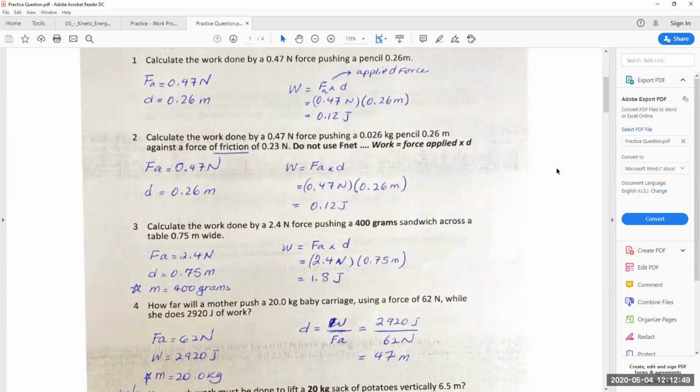But in work calculations, we barely use the net force. Okay, I hope that's clear. That's the only tricky thing in work problems, that we always have to focus on the applied force. So the formula uses the applied force, and the question is asking the work done by this force. If they ask you what is the work done by force of friction, then you can use that.